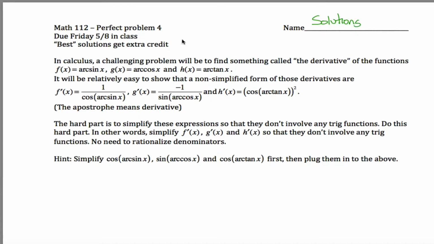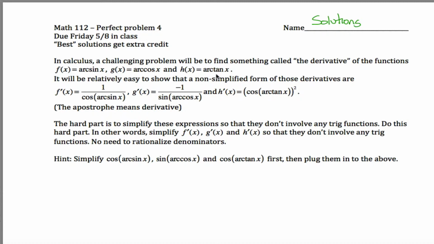All right, here are our perfect problem 4 solutions for Math 112. This is supposed to be maybe an ill-advised attempt to bring calculus into Math 112. In Calculus 1, the next class you'll be taking, essentially you'll be spending the whole term figuring out this thing called the derivative. And at some point late in the term, you'll be trying to find the derivative of arcsine of x and arccosine of x and arctangent of x.